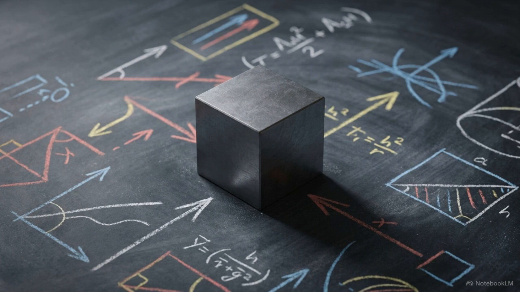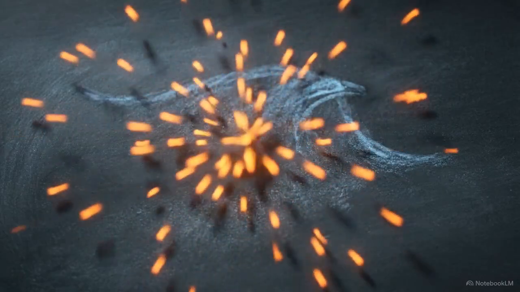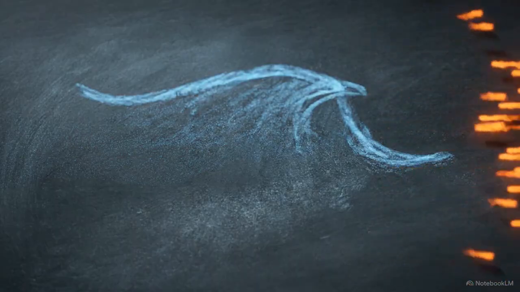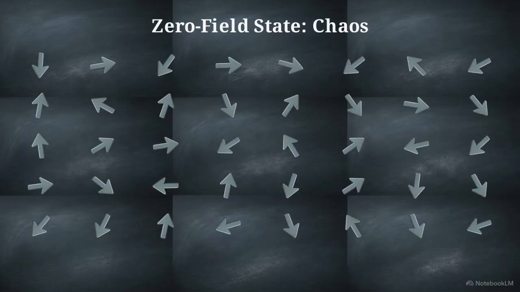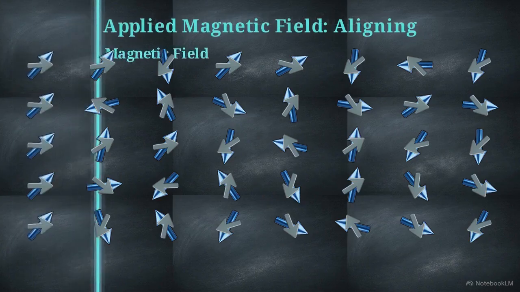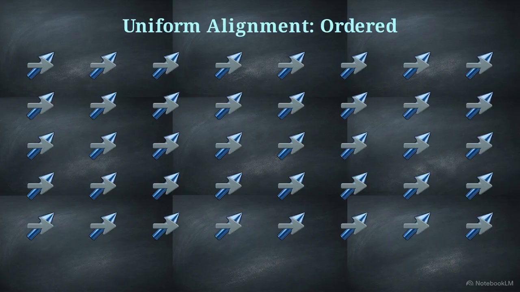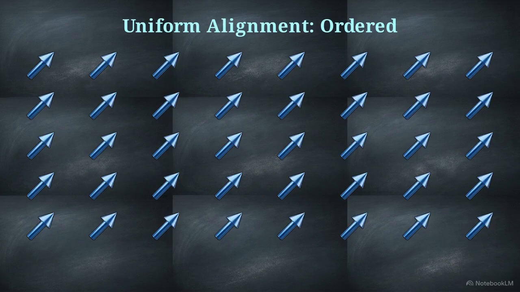If you place a paramagnetic material on a lab bench, it looks completely inert. But at the atomic level, it is the site of a continuous, invisible battle between two competing forces of nature. The first force is the applied external magnetic field. When this field is turned on, it attempts to force billions of tiny atomic dipoles into strict, uniform alignment.